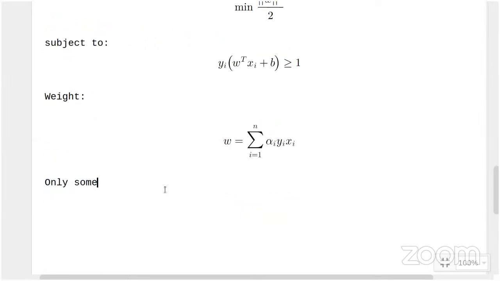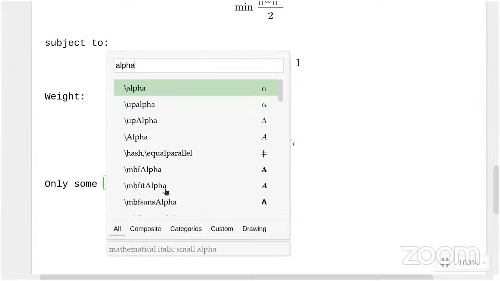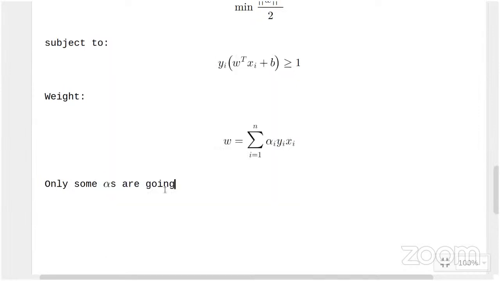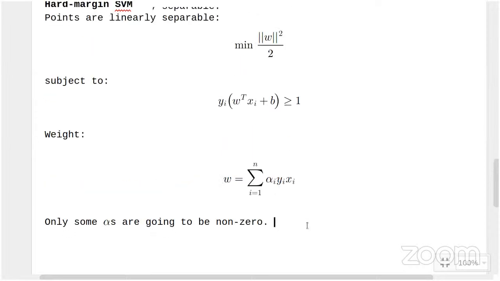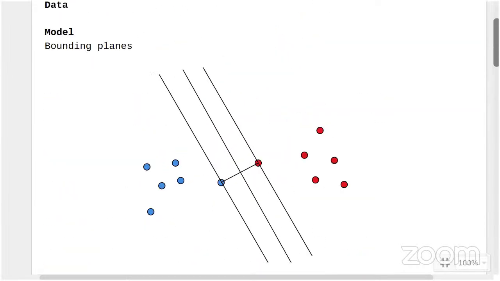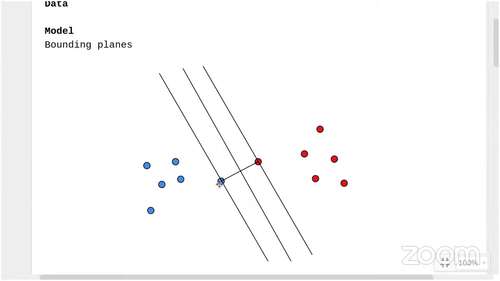So only some alphas are going to be non-zero, and those alphas which are non-zero are called the support vectors. In the diagram that we have here, you will have only 2 non-zero alphas. Every data point will have one alpha, but only 2 of them will be non-zero. All others will be 0.